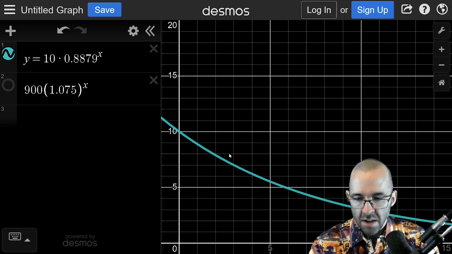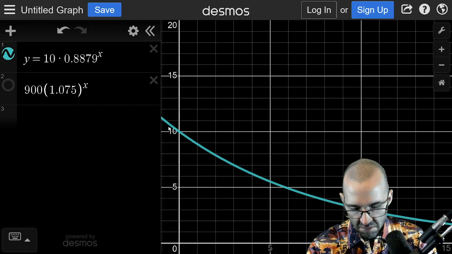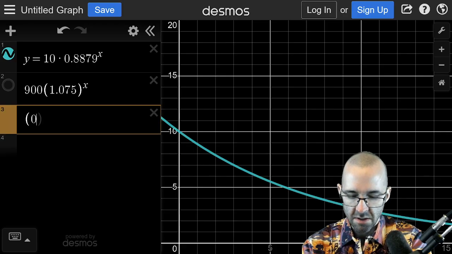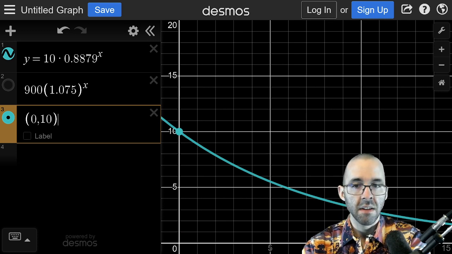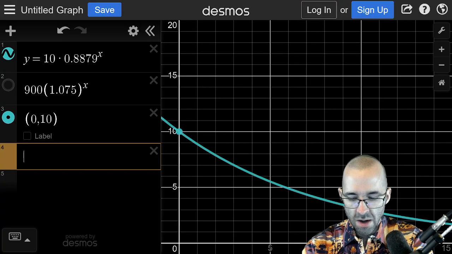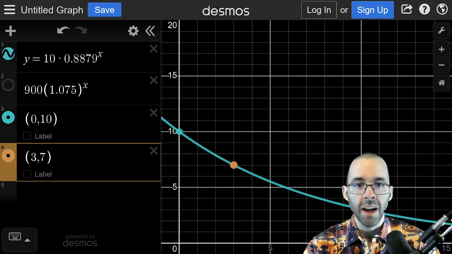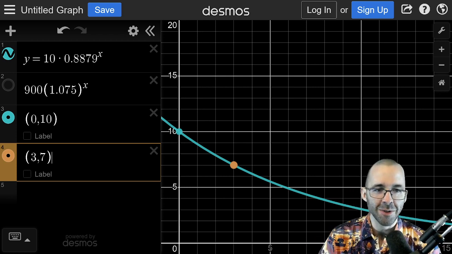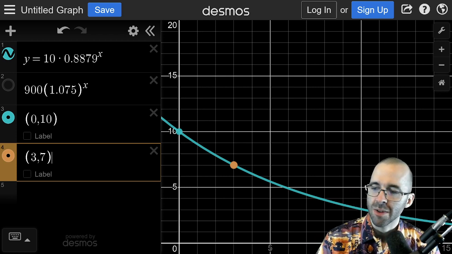Okay, we're decaying. Does it go through (0, 10)? Yeah, it does go through (0, 10), right there. Does it go through (3, 7)? Hey, look at that, (3, 7) right there. It goes right through it. Good way to check our answer with Desmos.